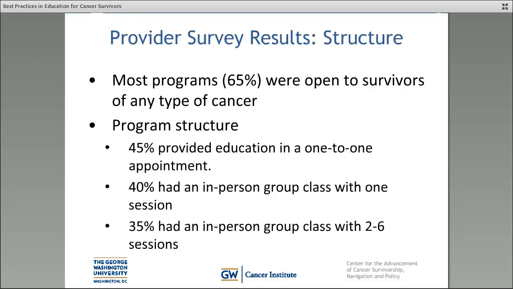So we'll first look at the results from the education providers. Most programs were open to survivors of any type of cancer. Looking at how the program was structured, the top 3 choices are here.